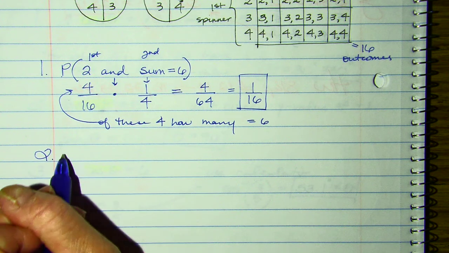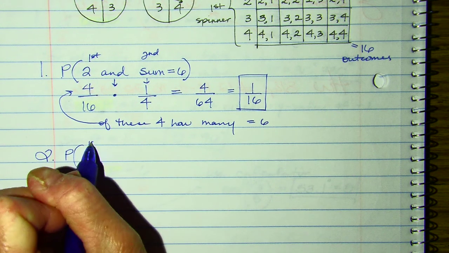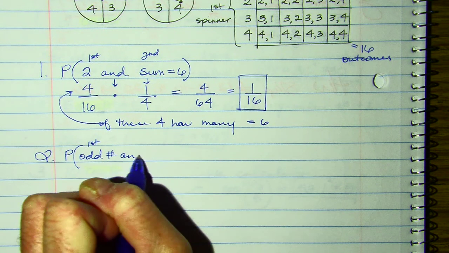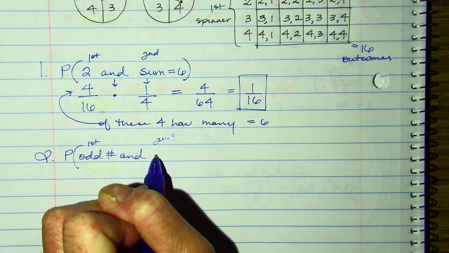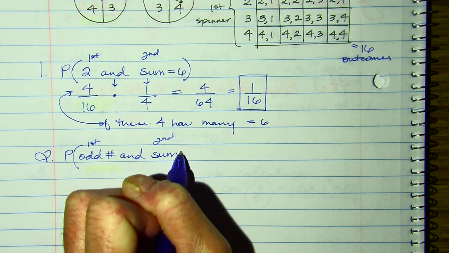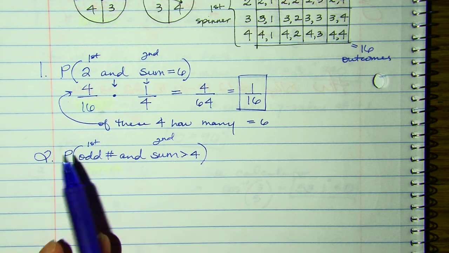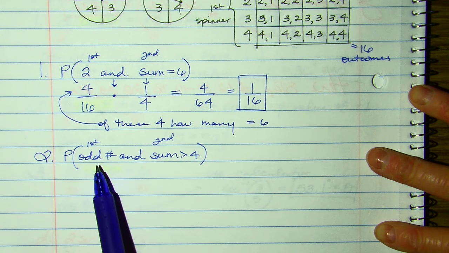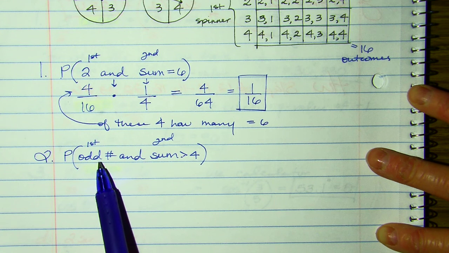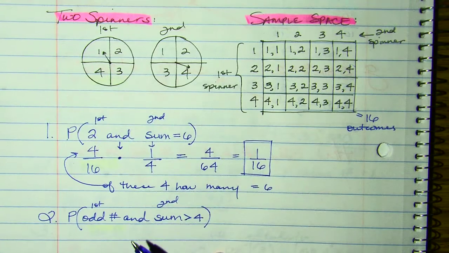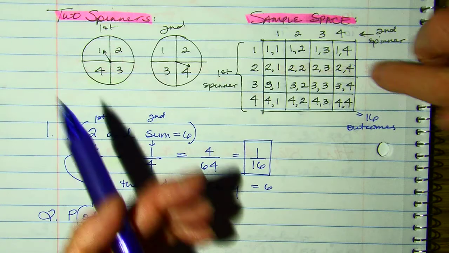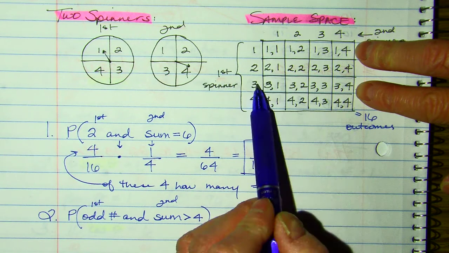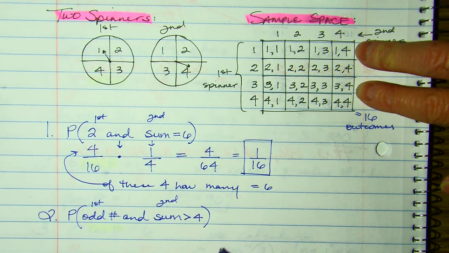So let's try number 2. What's the probability that I spin the first spinner and get an odd number, and when I spin the second spinner, my 2 now have a sum greater than 4? So remember, the first and second have to do with the spinners. What's the probability the first spinner lands on an odd number? Well, that would mean that I'm looking at these two rows, numbers 1 and 3. So there are 2 ways to do it.